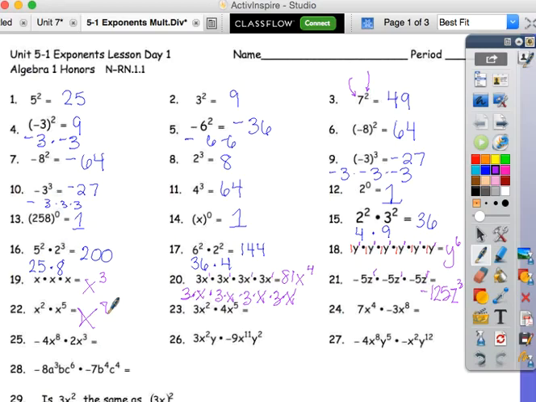Okay, number 23. What are we going to do first in 23? Multiply the coefficients, okay, which are 3 and 4. So 3 times 4 is 12. And then do we have bases that are the same? Yes. We have x squared and x to the 5th, so that's going to be x to the 7th power. Good. Okay, 24. The coefficient, 7 times -3. Negative 21. We have the same base, so we can add those: x to the 12th power. Very good.